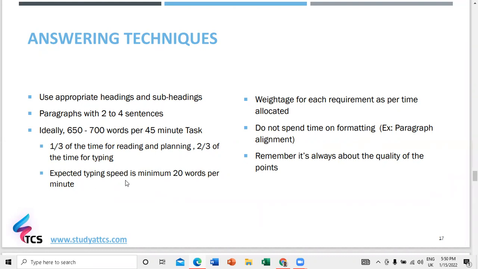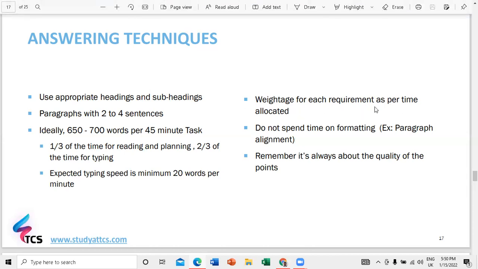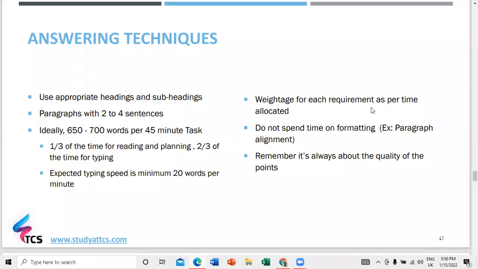Okay, expected typing speed is a minimum of 20 words per minute. Certain students cannot achieve this, so I would actually recommend that if your typing speed is bad, spend something like 30 minutes a day. There is so much software out there on Google, download a software and get to it. Okay, so that's that. And weightage of each requirement as per time allocated. So the weightages are provided in the question itself. When I'm going through the mock exam, you would understand what I'm talking about.